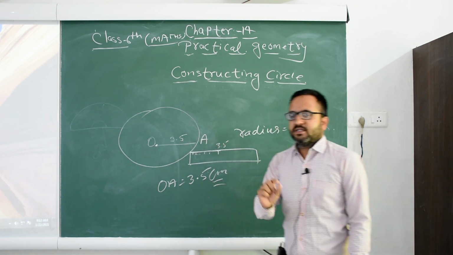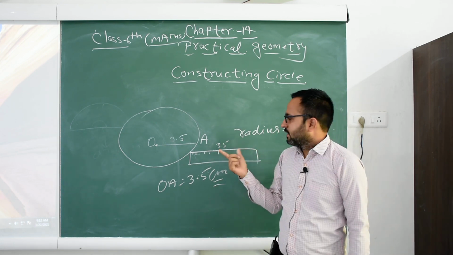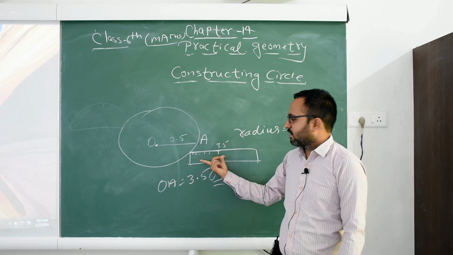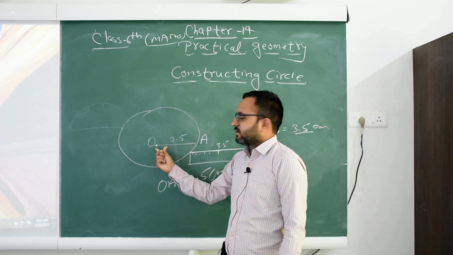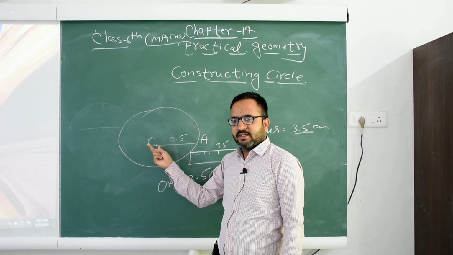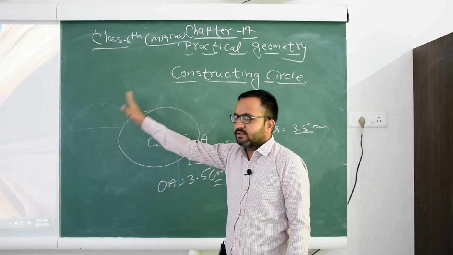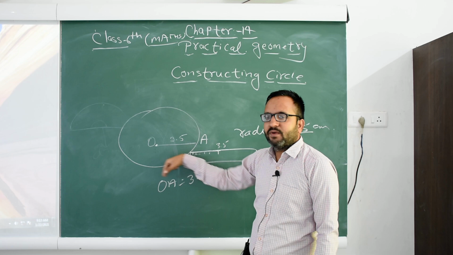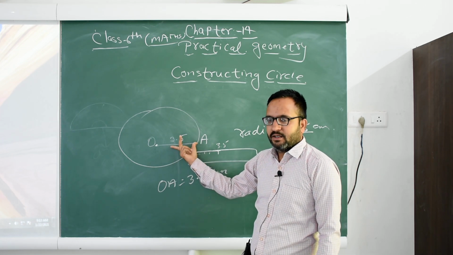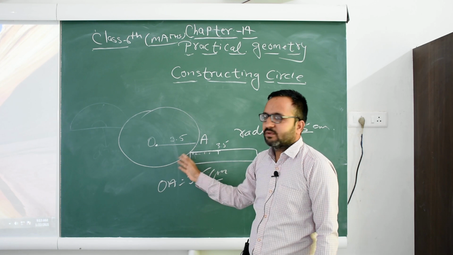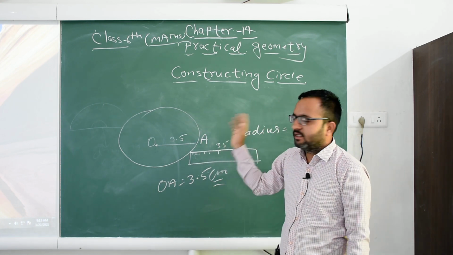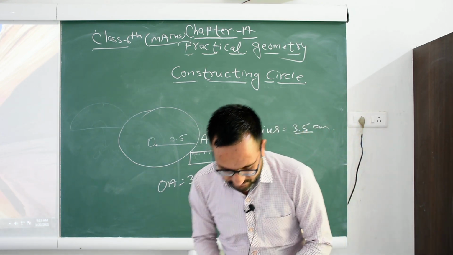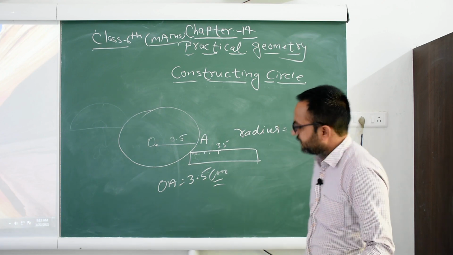Once again I repeat, first please measure 3.5 centimeter on the ruler, also called a scale, put one point of the compass here and move the pencil slowly, and after moving you have a circle in your copy. So this is the procedure of constructing a circle if the radius is already given. Now your first question is, draw a circle of radius 3.2.